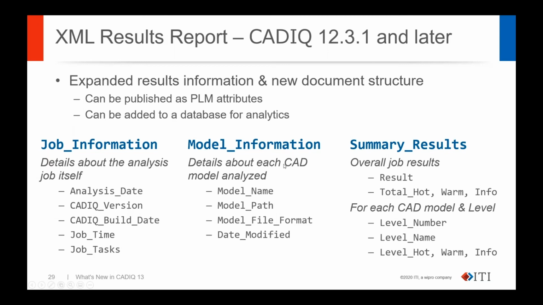Model information, we would tell you the name of the model, the path to the model that was analyzed, the file format, and the last date that model was modified. And this would be for each of the CAD models. So if you're doing a comparison where you have two, you'd have model one with the name, the path, file format, etc., and then you'd have a model two with that same information.